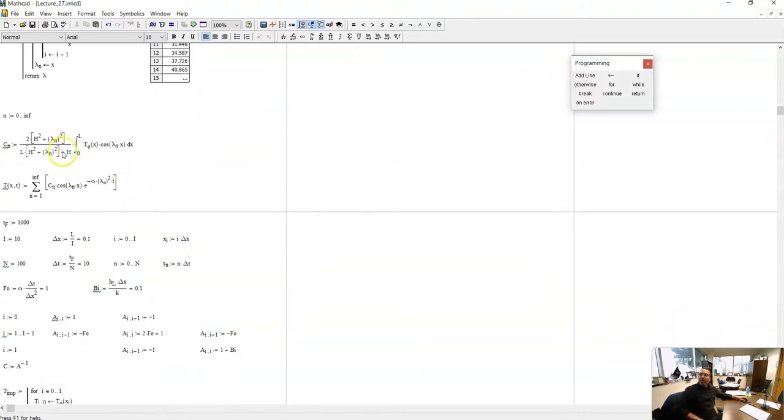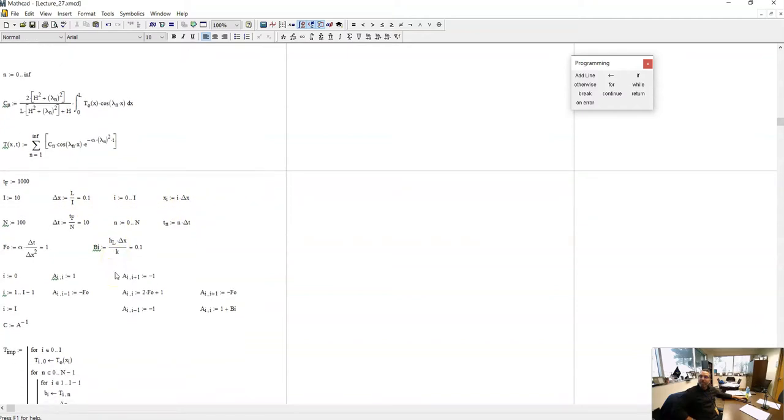We're going to evaluate this for 1,000 seconds. And we're going to discretize space with 11 nodes, from 0 to 10. Each node is separated by delta x of 0.1, and we discretize space as x_i equals i times delta x. Likewise, we discretize time using 100 time steps, so each time step is of size 10 seconds, and time is discretized as n times delta t.